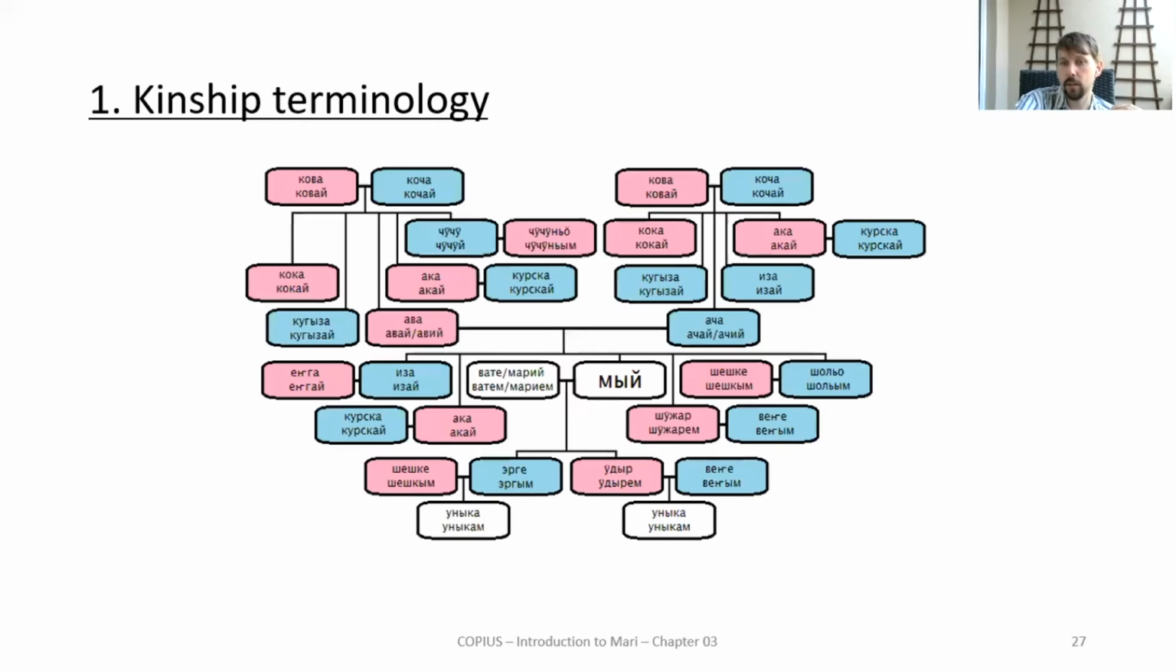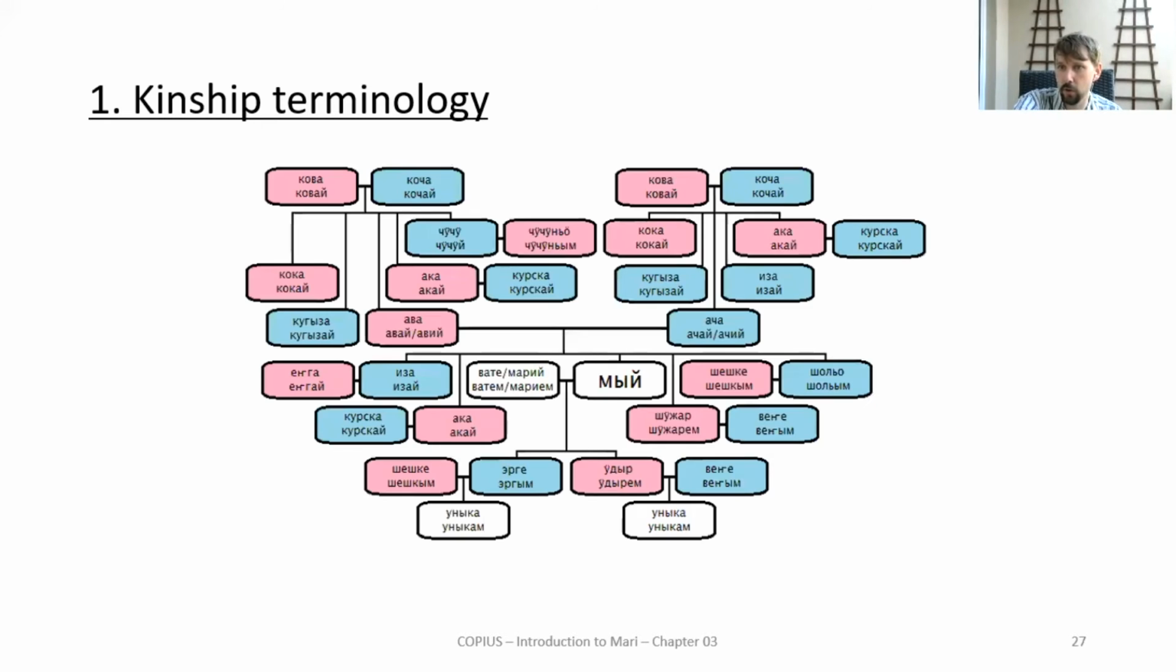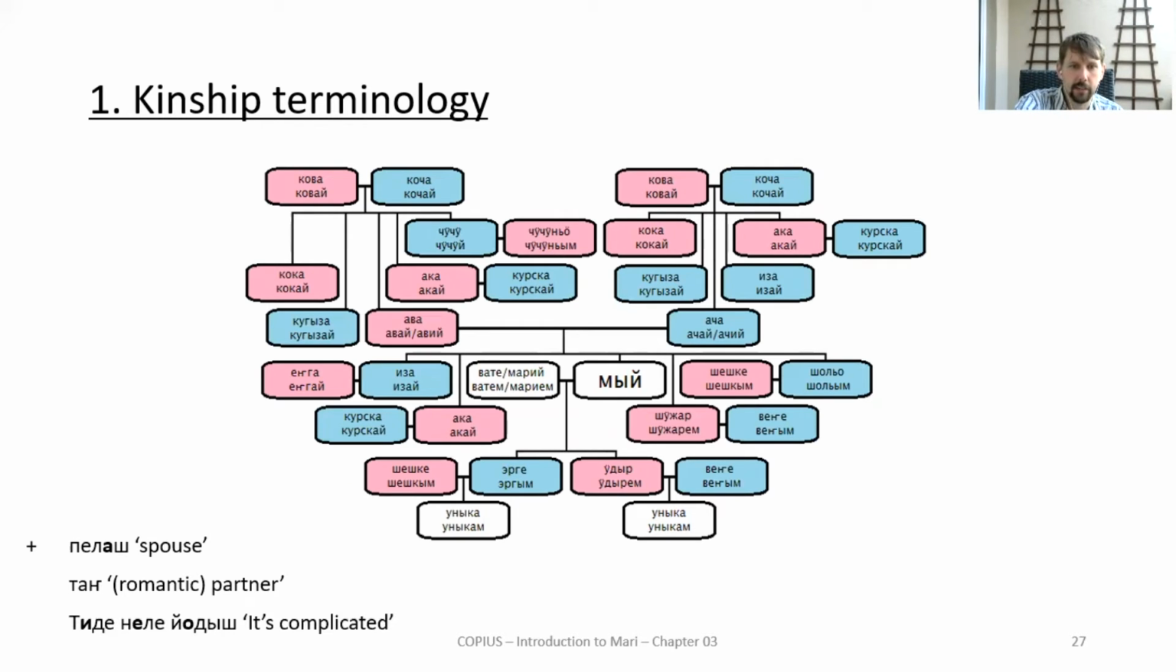The kinship system as a whole gets a lot more complicated. Here you have a more complex, more detailed overview from the textbook. Don't worry at this point if you find this daunting. Eventually you should become aware of all of these terms, but for now it suffices if you actively learn the core relatives that you see on this smaller overview here.